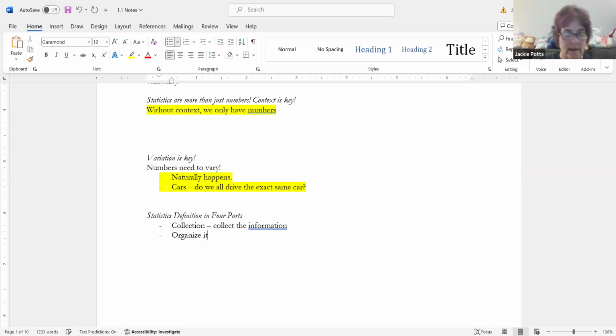And then we're going to organize it. Not only do we organize it, we start to summarize it. This is when I say, 9 students with brown hair. That's organizing and summarizing it. I didn't say John has brown hair, Susie has brown hair, Harry has brown hair. No, I said 9 students. That's a summarization.